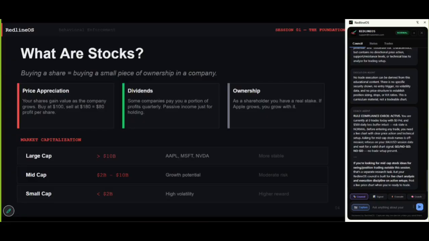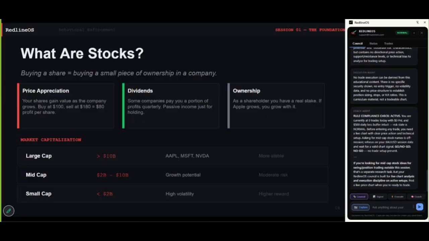Now, dividends. Dividends are portions of profits that are given to shareholders on a quarterly basis. Some people use this as passive income, and some companies even pay dividends on a monthly basis. Just think about it. You own a company, that means when they profit, if they decide to share that with the shareholders, then you get some money out of it.